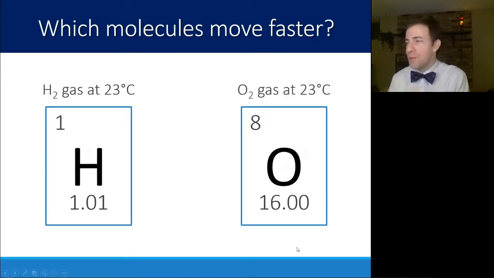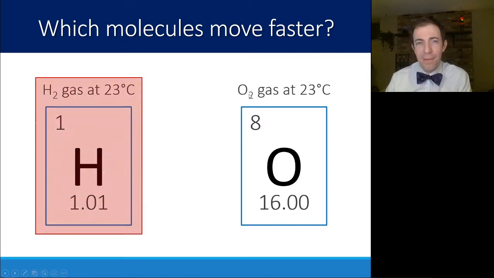So all of this leads to just a conceptual comparison that you should be able to make. If I have hydrogen gas, H2, at 23 degrees Celsius, about room temperature, and oxygen gas at 23 degrees Celsius, they both have the same temperature, which molecules are going to move faster? You should know from your chemistry days that hydrogen is the lightest element that there is. It is lighter than oxygen. If both of these are the same temperature, then hydrogen is going to be moving faster.